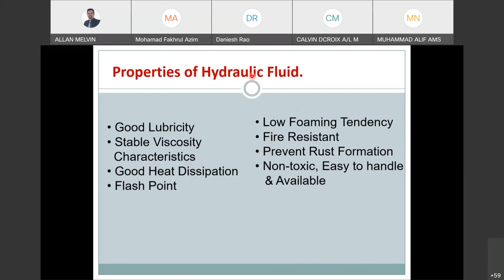Yes, sir. Okay, so properties of hydraulic fluid. As we see, these are some of the properties related to hydraulic fluid that you need to check. Make sure it has good lubricity, a stable viscosity characteristic, good heat dissipation, flash point, which I mentioned earlier, a low foam tendency, meaning the tendency to form foam, fire resistance, so not changing because of heat. It prevents rust formation and corrosion, and is non-toxic, easy to handle and available. This is related to environmental. These are some of the properties that involve hydraulic fluid. We'll see one by one.